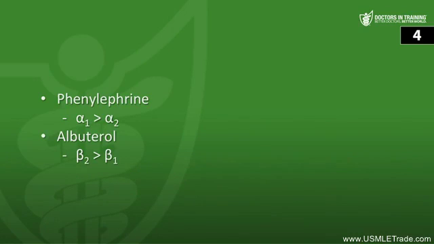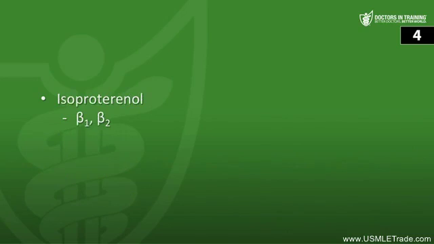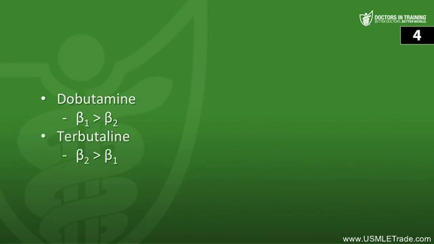Albuterol is going to do a lot of beta-2 with a little bit of beta-1. Norepinephrine is going to do alpha-1, alpha-2, and beta-1. So basically, it's just like epinephrine, but remember, it doesn't do any beta-2. Isoproterenol is a beta-1, beta-2. Epinephrine is the whole shebang. So alpha-1, alpha-2, beta-1, and beta-2. Dobutamine, this is going to be beta-1 primarily. You might get a little beta-2 as well. And then terbutaline is going to be a lot more beta-2 and a little bit of beta-1.